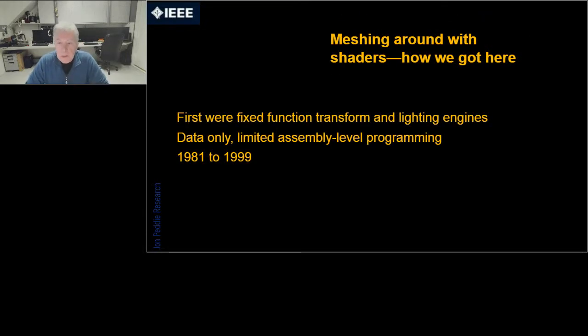So as I mentioned, we always had transform and lighting. You have to have it. You can't make computer graphics work without it. But we would use external coprocessors, either a floating point processor, sometimes it was a DSP, sometimes with dedicated little state machines.